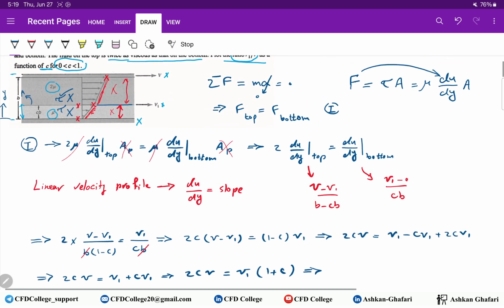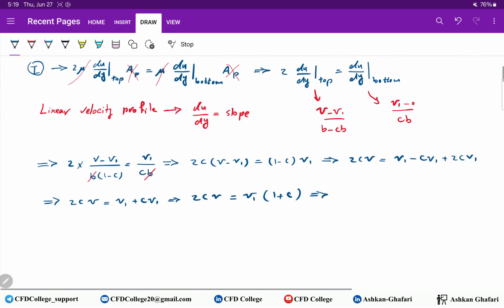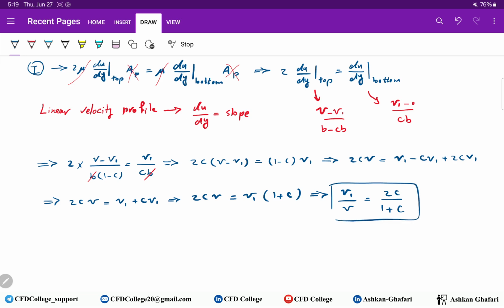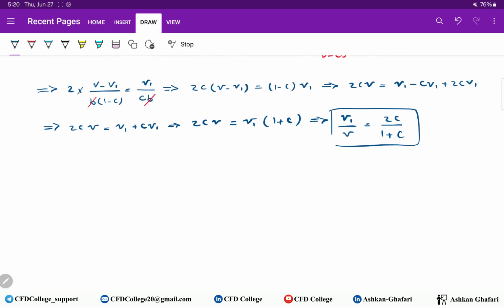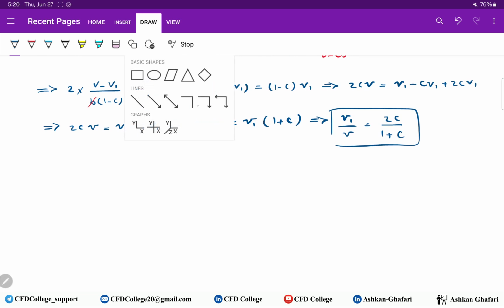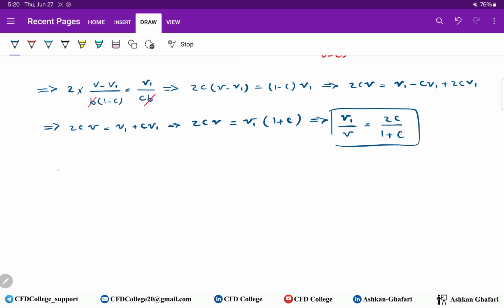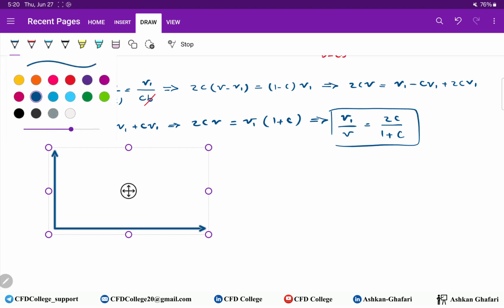So this ratio V1 over V equals 2C divided by 1 plus C. This is the equation. And if we want to plot it, we need some points.